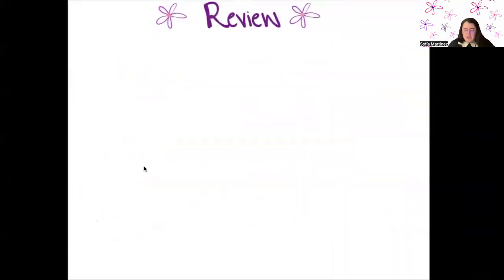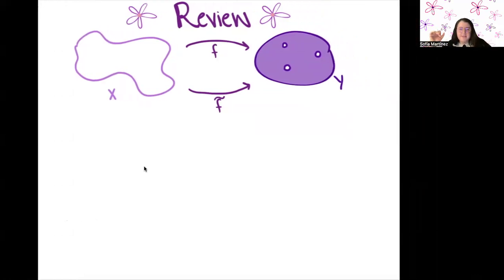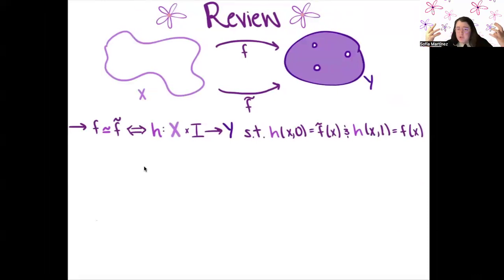Okay. So let's do a crash course review of more general things that I discussed earlier. When I'm studying topology, I'm really interested in maps between general spaces, and the general notion is again homotopy. What does it mean for two maps to be homotopic? We're not just talking about loops now, we're talking about general maps between two general spaces.